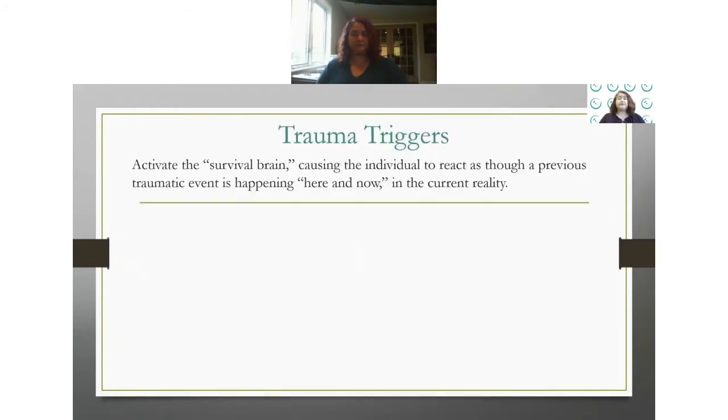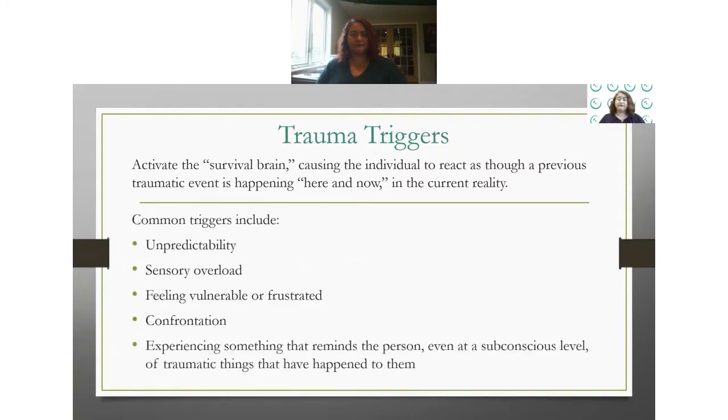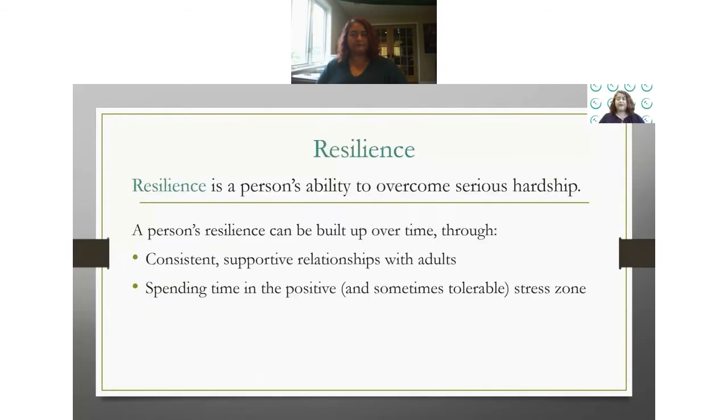There are things that can make a person who's experienced trauma feel as though it's happening again in the present reality. These are referred to as triggers. Common triggers include unpredictability, sensory overload, feeling vulnerable or frustrated, confrontation, or experiencing something that reminds them of the trauma that originally occurred. We talked about the possible impacts of trauma and mentioned that just because a person experienced something does not mean they'll experience the negative outcomes or risks associated with that event.